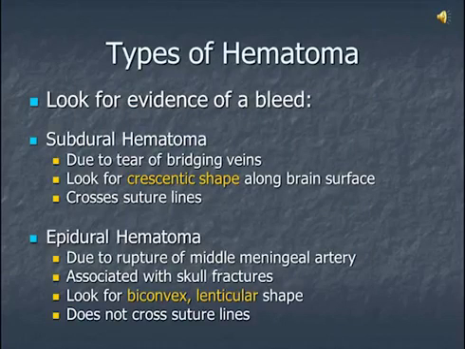Next, we look for evidence of a bleed or hematoma. There are two types of hematomas associated with the brain periphery. Subdural hematomas are often more chronic and are the result of tearing of the bridging veins. Look for a crescentic-shaped hematoma that crosses suture lines. Epidural hematomas are usually more acute and are due to rupture of the middle meningeal artery, often after trauma. Look for a biconvex lenticular-shaped hematoma that does not cross suture lines.